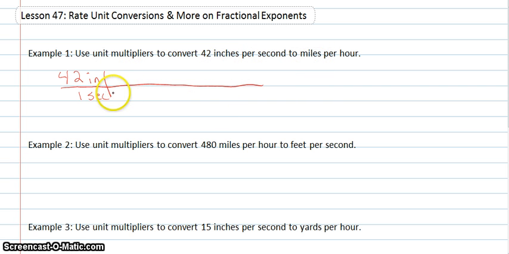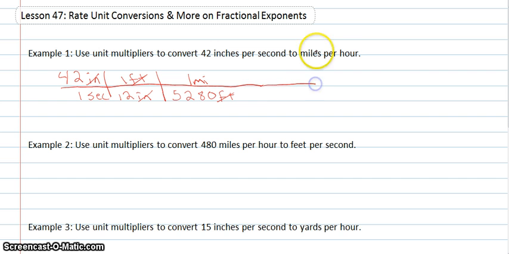From inches I'm going to go to feet. There are 12 inches in 1 foot, so I can cancel the inches out. Then I'll go from feet to miles. There are 5,280 feet in 1 mile, so then I can cancel the feet out. You'll notice that I'm always going diagonally so that I can cancel those out.